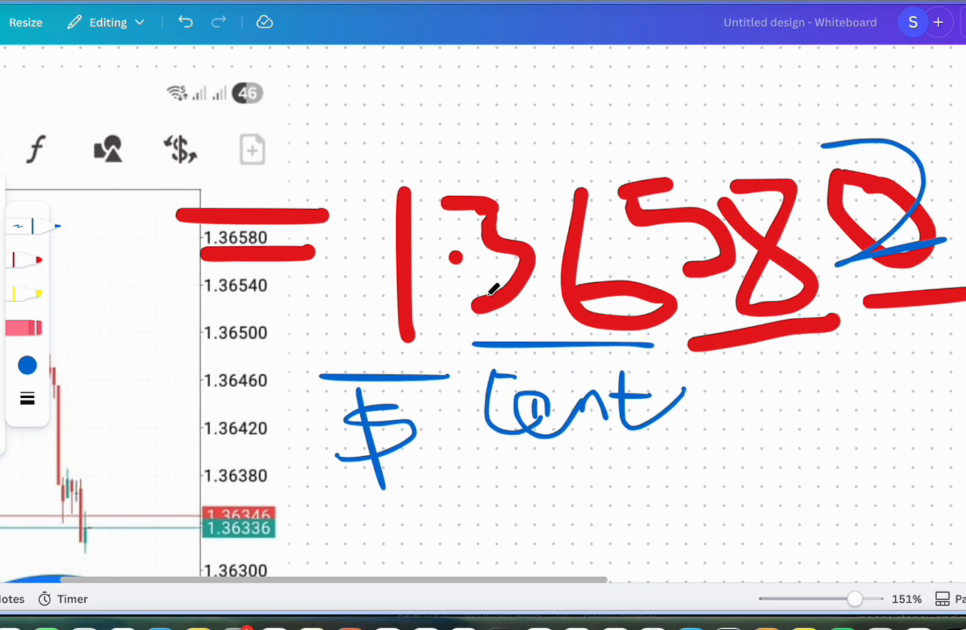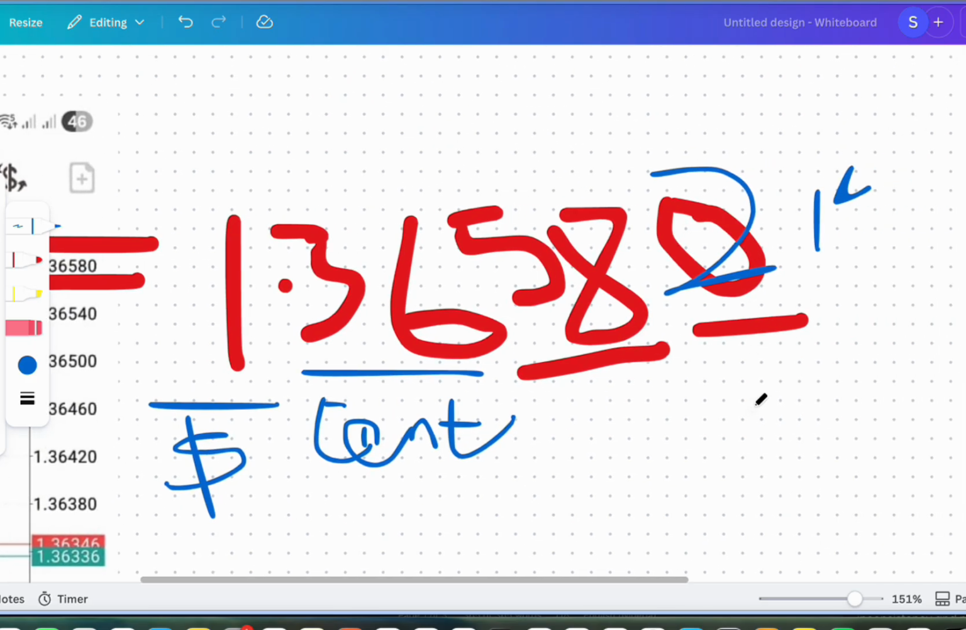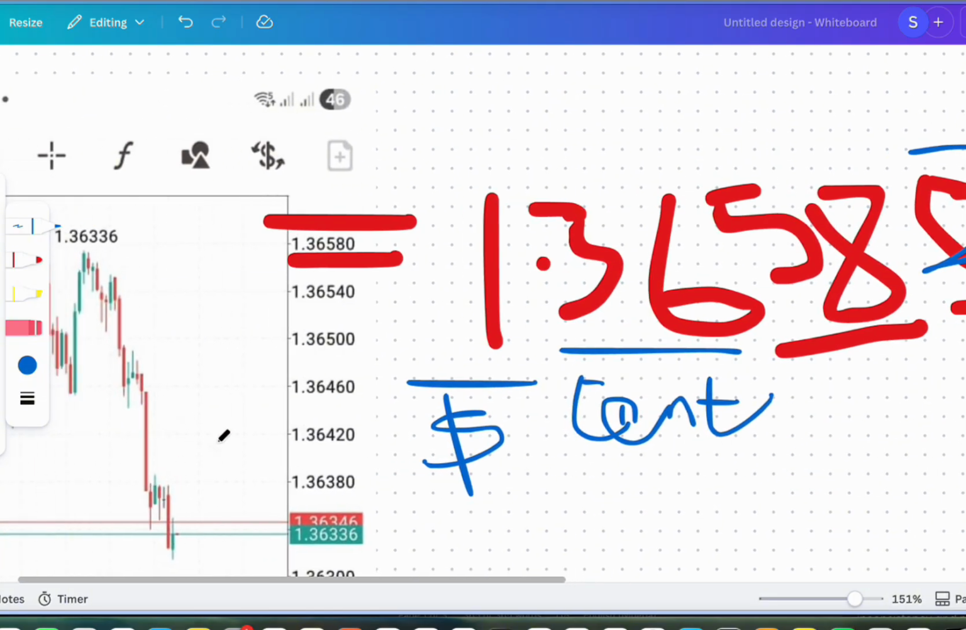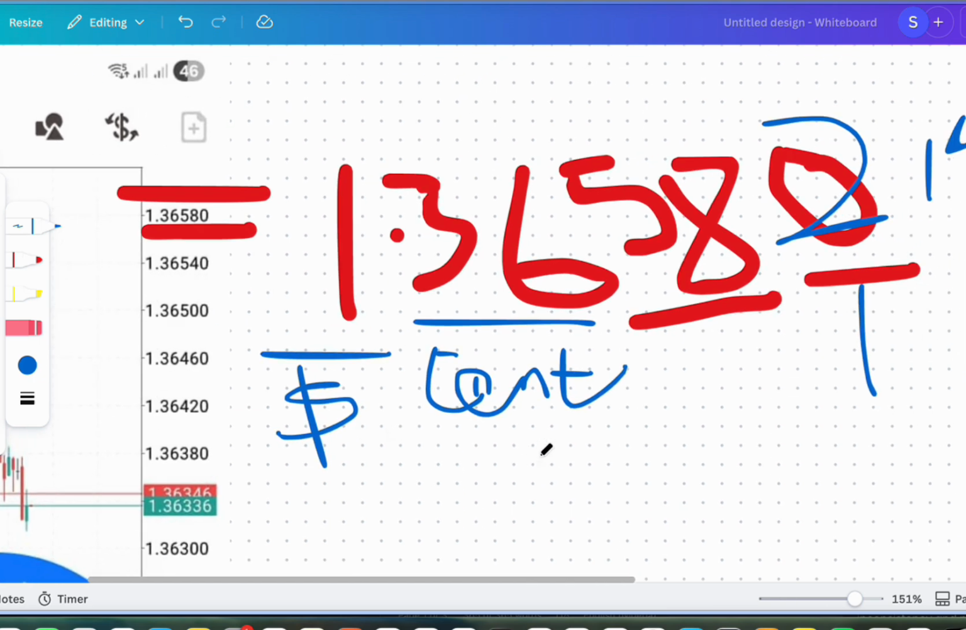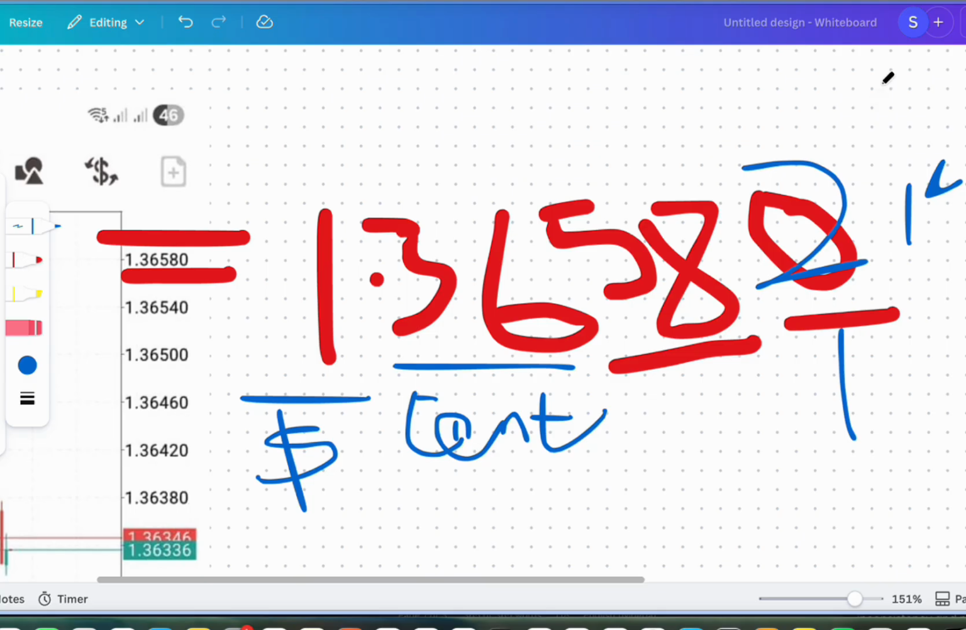So if this chart is going downward, this will be counting downward. The pipette is counting downward when this chart is going down. If the chart is going upward, your pipette is counting upward, so it's affecting your price upward. If it's counting downward, your price will be going downward.